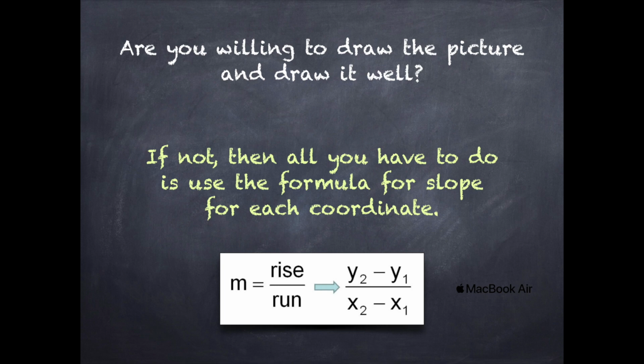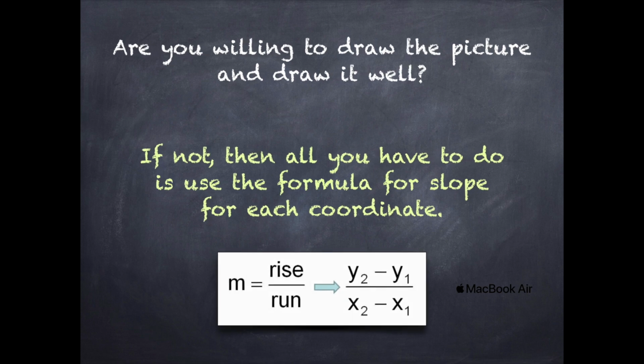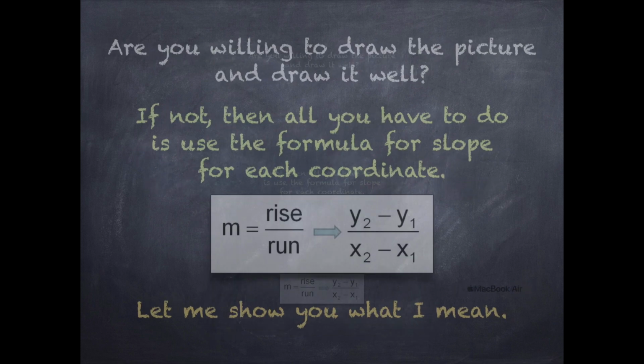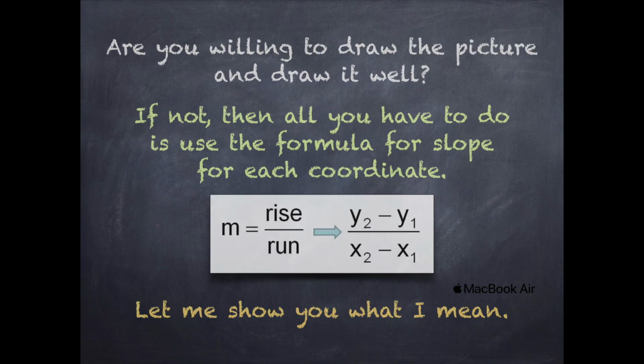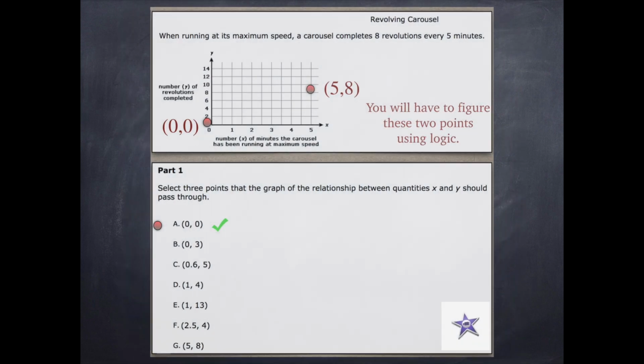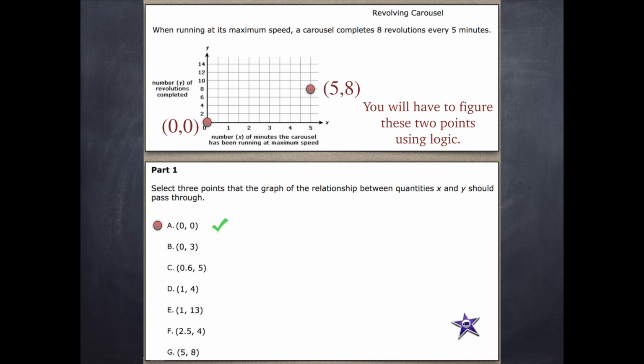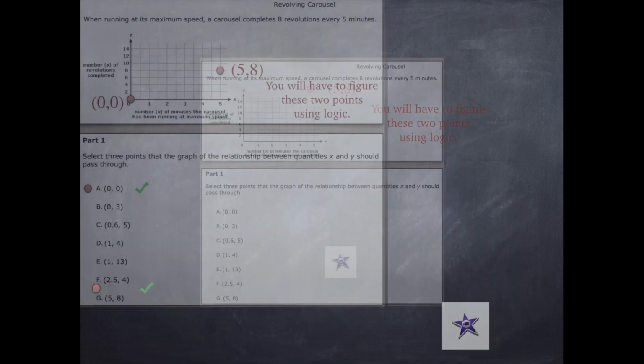If not, then you just have to use the formula for slope, which is y2 minus y1 over x2 minus x1. The change in y over the change in x, or rise over run, as we say. So let me show you what I mean. These 2 points would be very logical. (0, 0) again, no revolutions with no time passed, and then (5, 8). So those are 2 of our answers already.